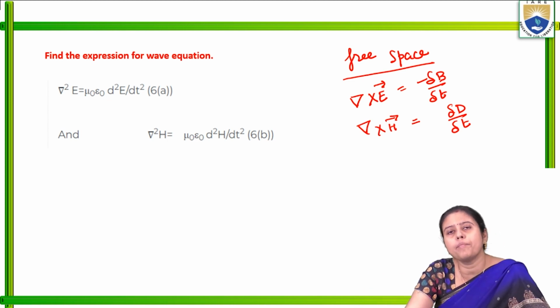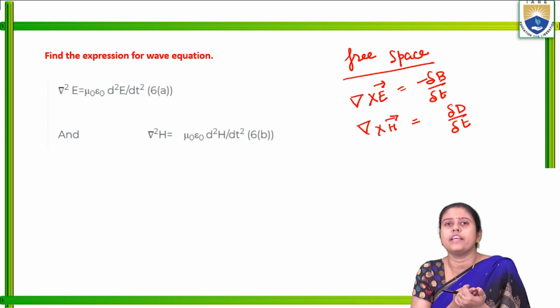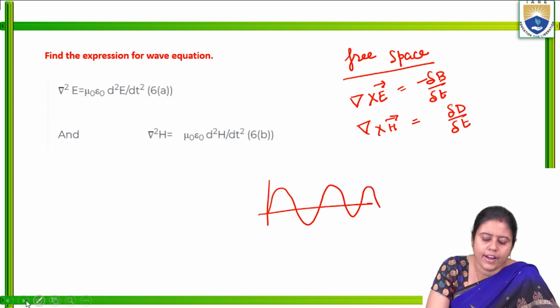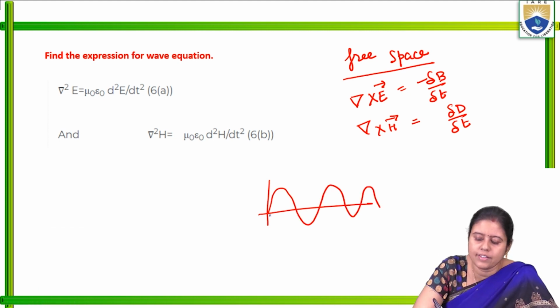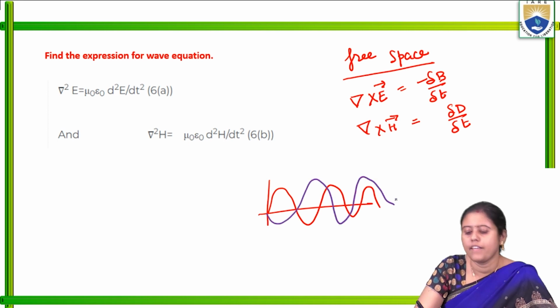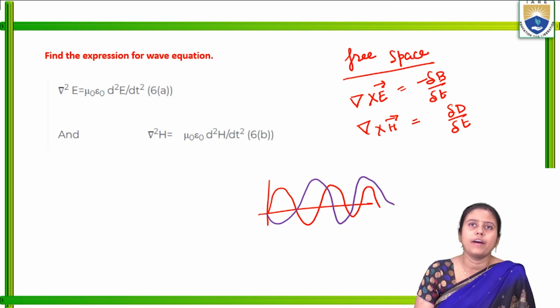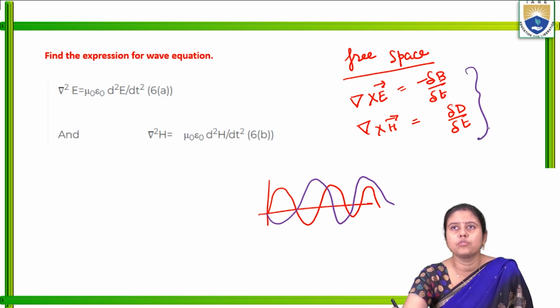Actually, what is the electromagnetic wave? An electromagnetic wave is an oscillating wave when the electric wave and magnetic wave are superimposed on each other. If this is an electric wave and we have another magnetic wave with us, if they superimpose, they will create a new wave, and this wave is nothing but the wave equation. So we can combine these two equations and we get the wave equation in the free space.